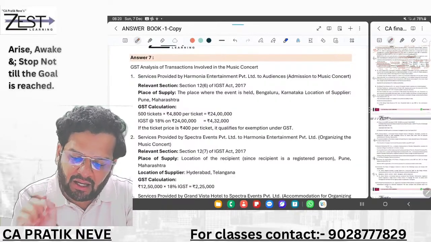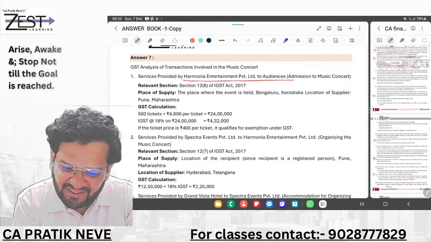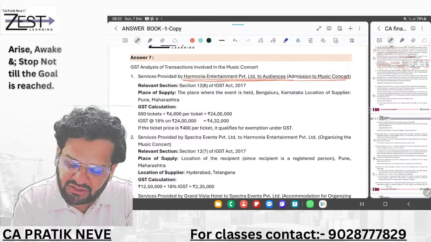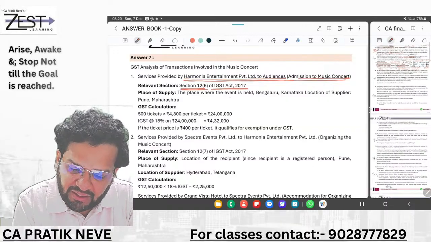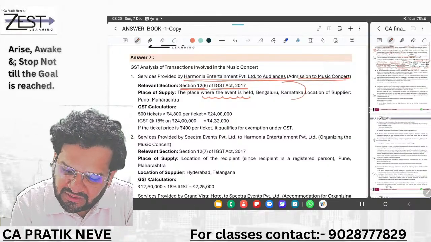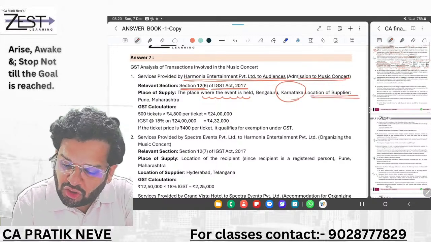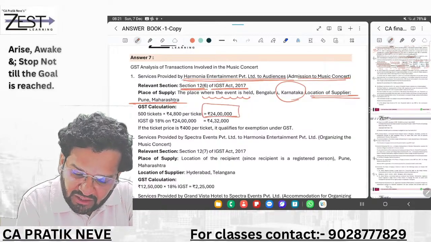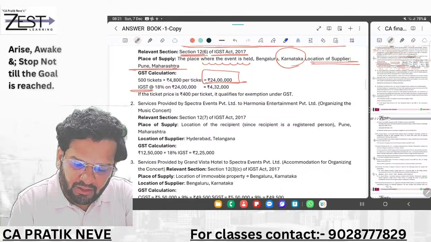Services provided by Harmonia Entertainment Private Limited to audiences. This was the last one we discussed. Admission to music concert covered in 12(6) of IGST Act. Place of supply is where the event is held. So place of supply will be Karnataka. But you all know location of supply is Maharashtra. So on that 24 lakh rupees of tickets, there will be chargeable IGST.